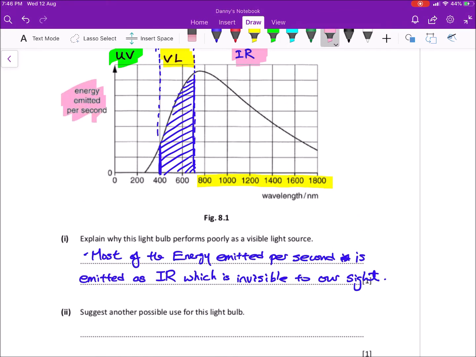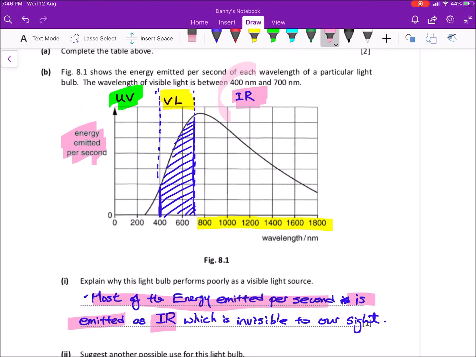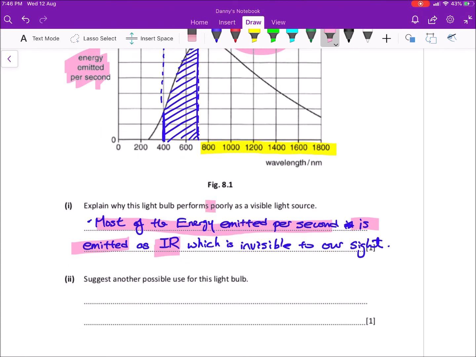So if you do not know how to phrase it, most of the energy emitted per second is emitted as IR, right? This is IR, right? So why is this performing poorly? Oh, because IR is invisible to our sight. Short and simple. So then, what are some possible use of your light bulb?